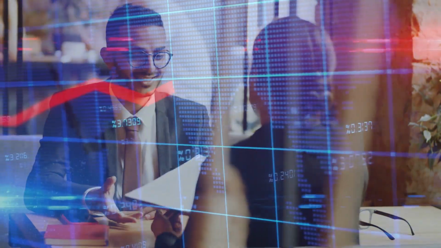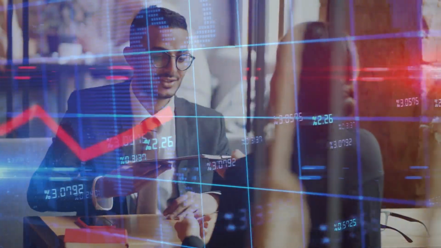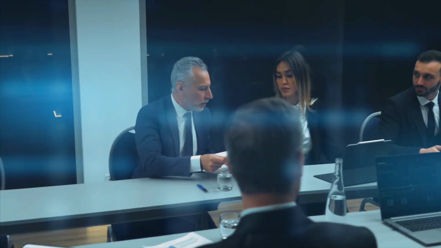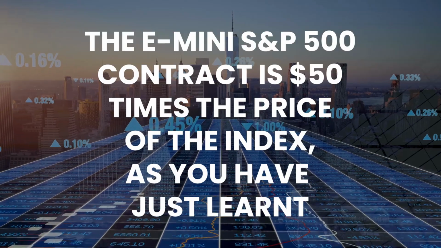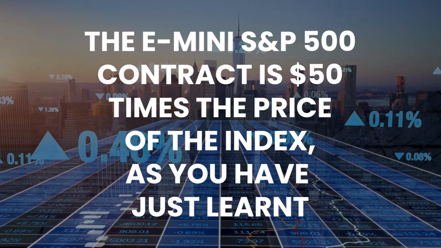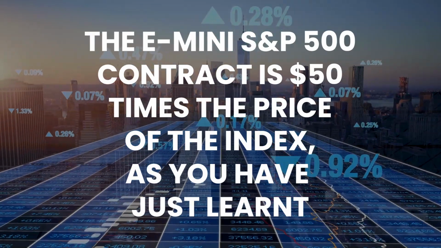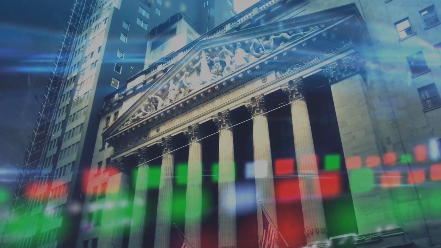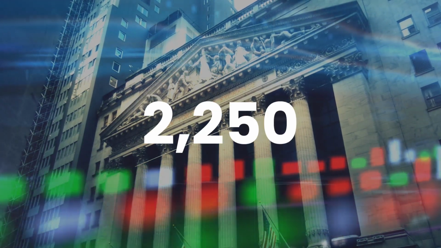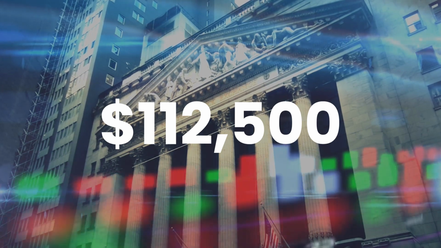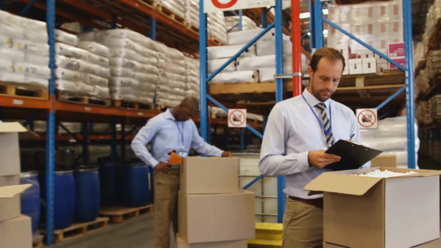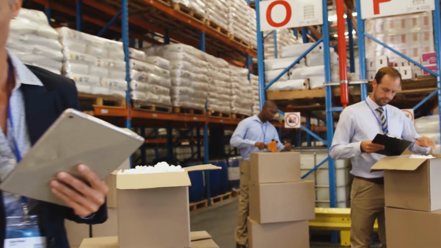Contract value, also known as notional value, is another component. This is a commodity's current market value as represented by a futures contract. To determine this, multiply the contract size by the current price. The E-mini S&P 500 contract is $50 times the price of the index, as you have just learned. If the index is quoted at 2,250, the value of one E-mini contract would be $112,500.